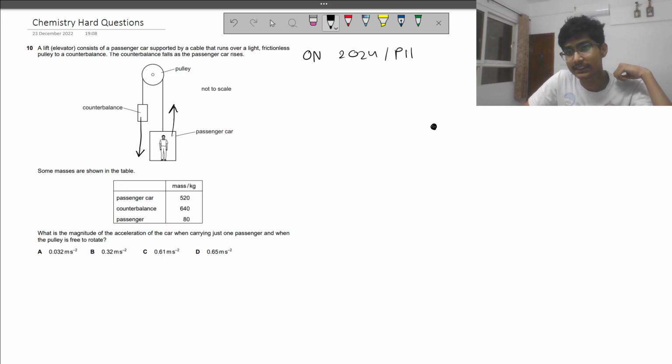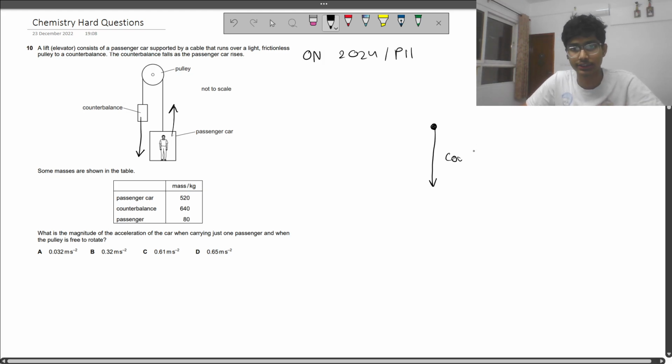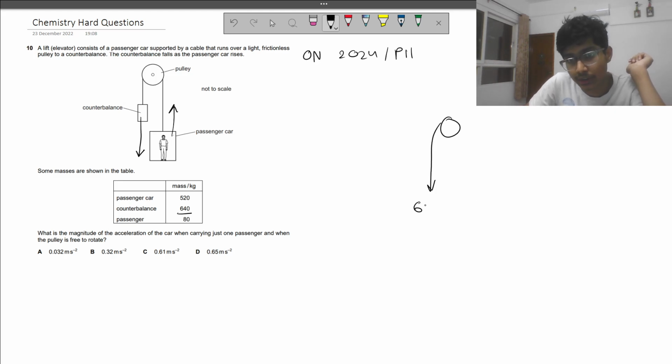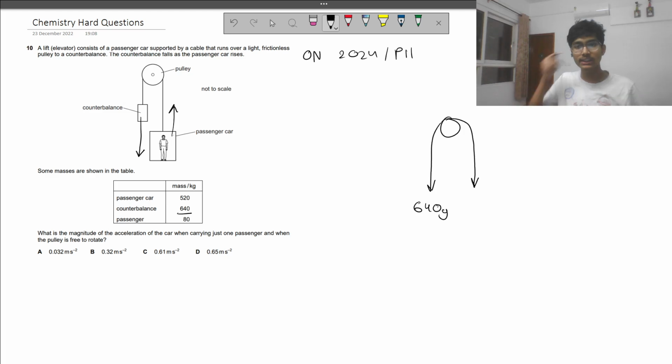If this is the pulley, we can imagine this being the counterbalance. I'll just write, it'll be easier like this. Here being the counterbalance, and this is 640 kilograms, so we can do 640 g. Now similarly, we have one on this side. This is pulling down with 520 plus 80, which will be 600 g. g is the gravitational field strength.